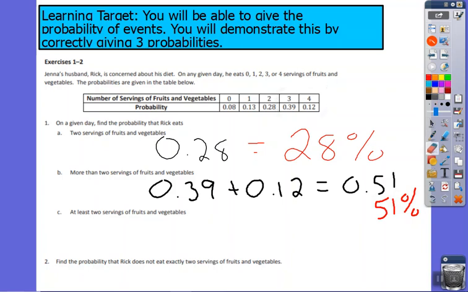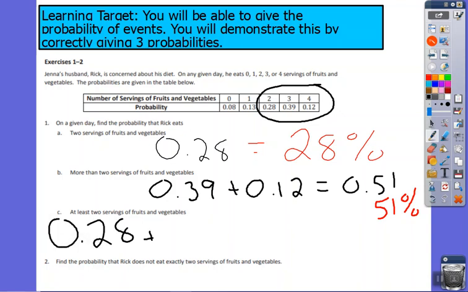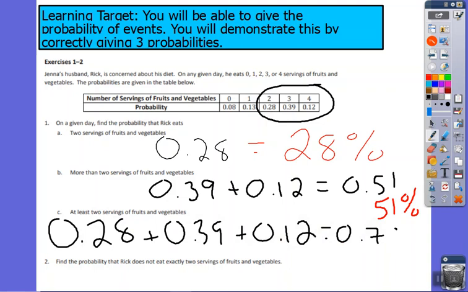And lastly, at least 2 servings of fruit and vegetables. Consider at least. At least means I want to start with a 2 and work my way up from there. So that is going to be 0.28, the 0.39, and the 0.12. I'm going to add all those up, and that gets me 0.79, or 79%.